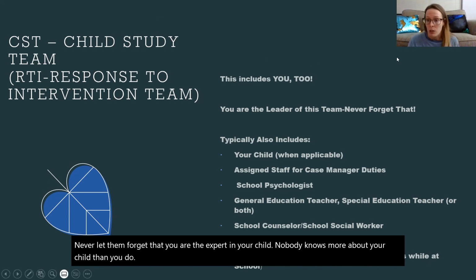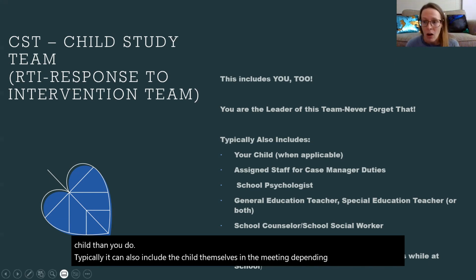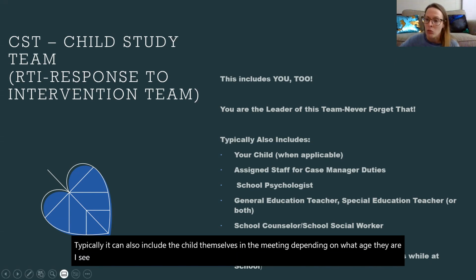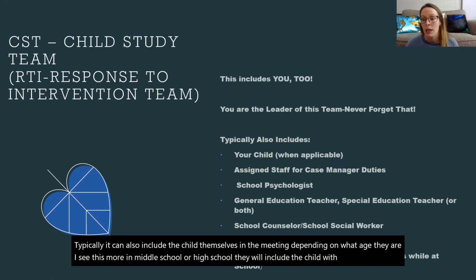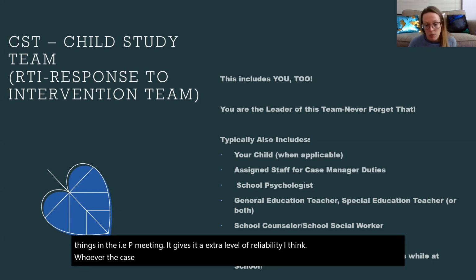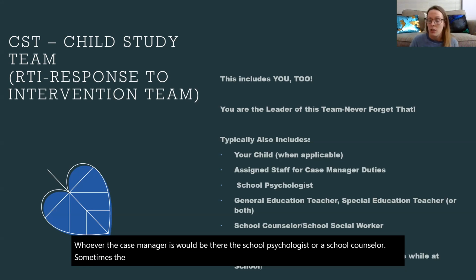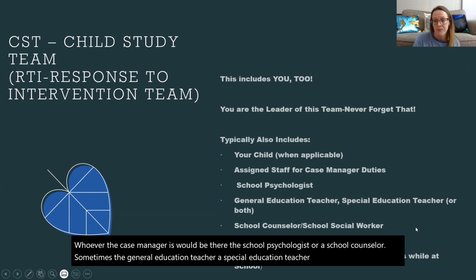Typically, it can also include the child themselves in the meeting, depending on what age they are. I see this more in middle school or high school. They will include the child with certain things in the IEP meeting. It gives it an extra level of reliability, I think. Whoever the case manager is would be there, the school psychologist or a school counselor. Sometimes a general education teacher, a special education teacher, or both can be present.